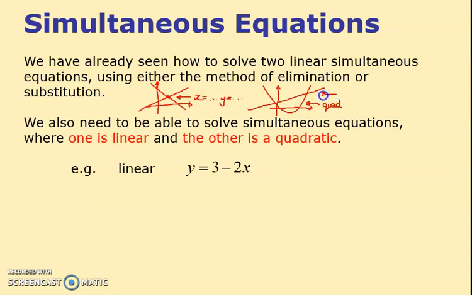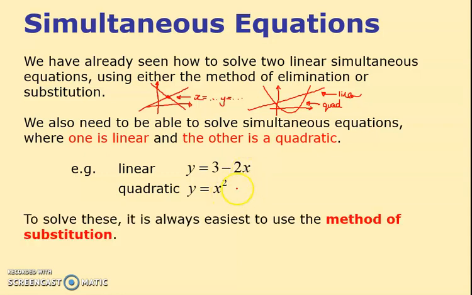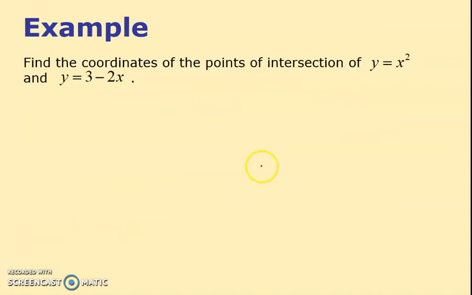And this is my linear, my straight line. And so I'll do some examples. That will give me a straight line, a linear, and this will give me a quadratic. Y equals x squared. Notice the quadratics will always have x squared to them. Linears won't. So the easiest way is by the method of substitution. And let's get on and do it.